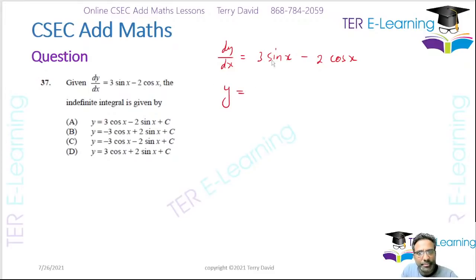So y is going to be equal to, when you integrate sine x, you're going to get minus cos x. So this is going to be minus 3 cos x. And when you integrate cos, you're going to get sine. So this is going to be minus 2 sine x plus a constant c. So which one is that? It's looking like C maybe. Yeah, so question 37, the answer is C.